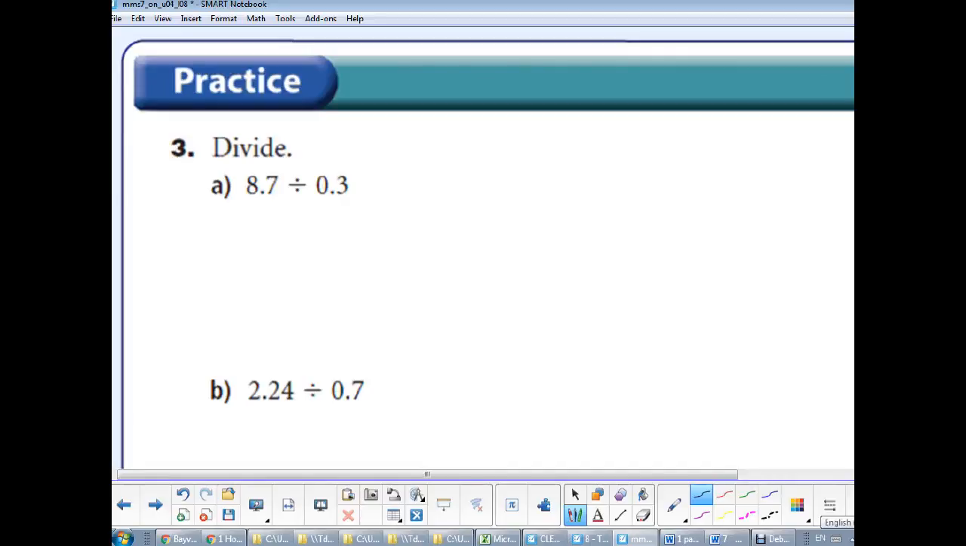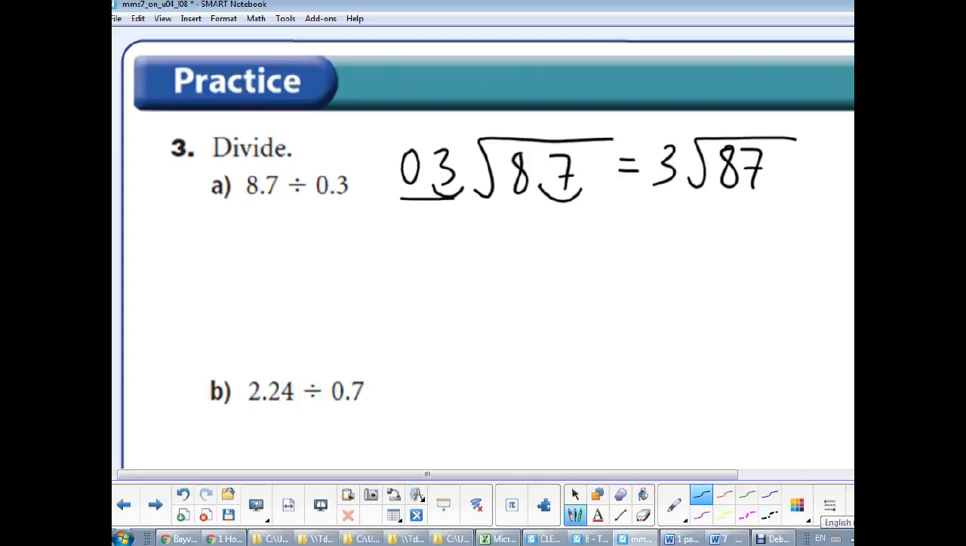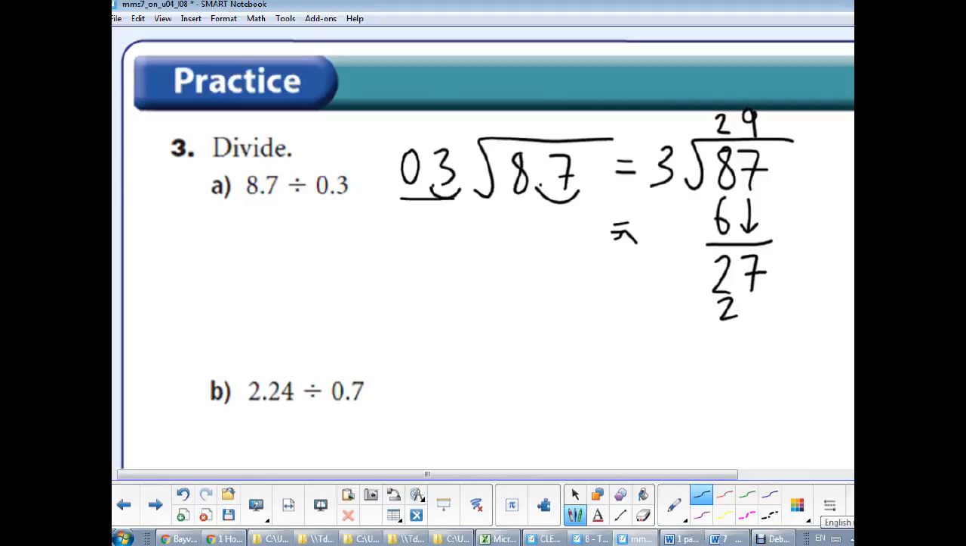Let's go on to number 3. So now we're in a situation where they're asking us to divide, and we're going to set our division question. 8.7 divided by 0.3. We learned that we cannot have a decimal place in our divisor, so we're simply going to move that decimal one place to the right and that decimal one place to the right, which means our question will now be 3 divided into 87 instead. 3 goes into 8 2 times. 3 times 2 is 6. Leaves us with 2. Bring down the 7. 3 goes into 27 9 times with no remainders. So the answer is 29.